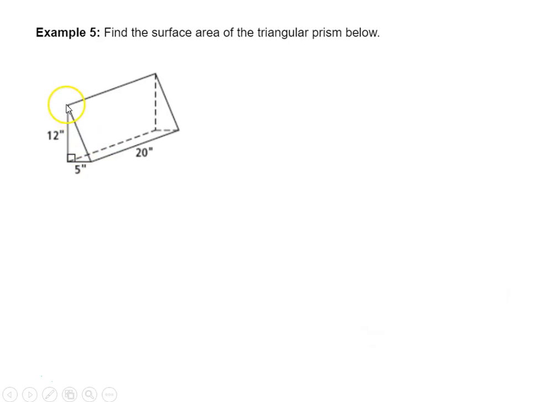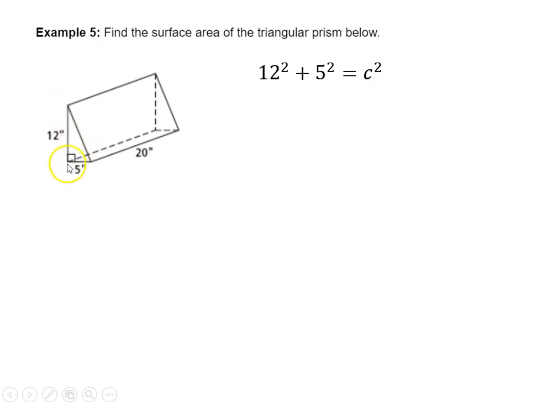But this length right here, we're not given. However, we are given enough information to find this length because this length is the hypotenuse of this right triangle. We know the legs of that right triangle. It's 12 and 5. So if we're given 5 and 12, we can find the hypotenuse by using the Pythagorean theorem. So we're going to do 12 squared plus 5 squared equals c squared. That's going to help us find this length, the hypotenuse of that right triangle.